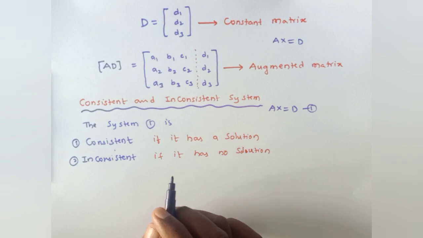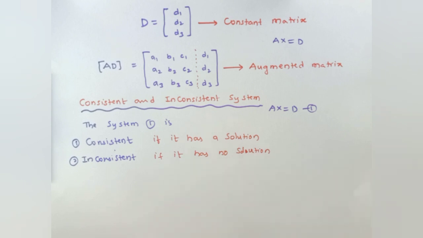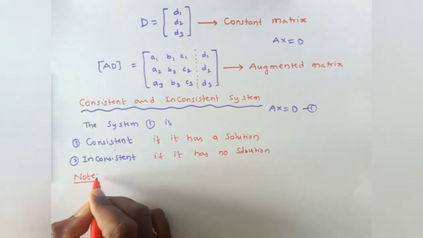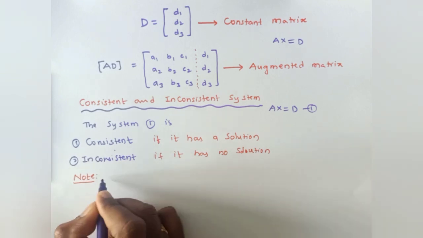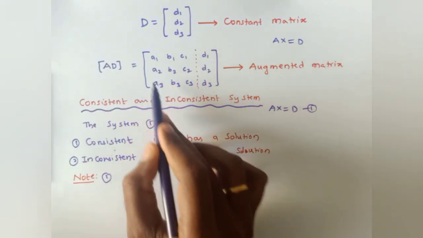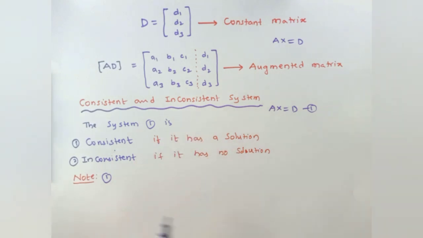So when we say that the system has a solution and when the system has no solution, that depends on the previous concept, that is the rank concept. Okay, so here let's see a note. Number one, already we know augmented matrix means AD. This entire bracket indicates a matrix, and you know how to evaluate the rank of any matrix, by using elementary transformations or using the definition of the rank of the matrix.